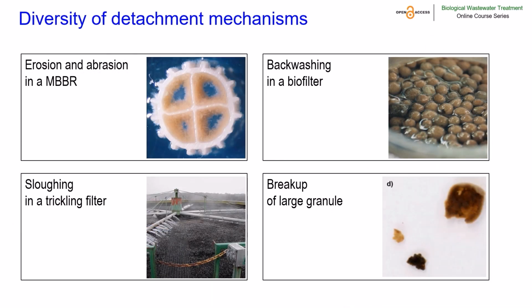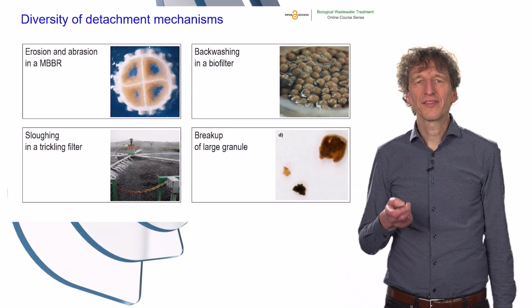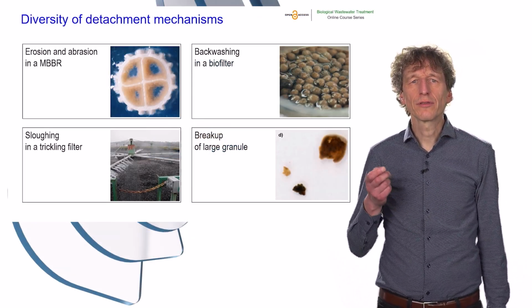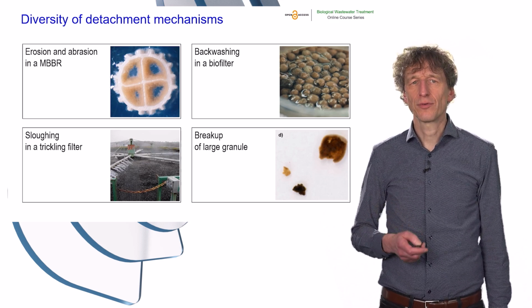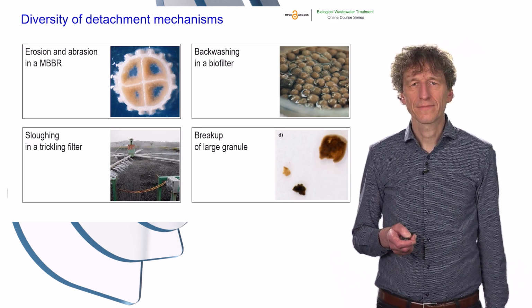If we look at the diversity of biofilm reactor types, then we can also expect a broad range of dominant detachment mechanisms. In some cases, continuous erosion and abrasion will dominate. In other cases, detachment is a dynamic process triggered by dedicated backwashing events or spontaneous sloughing or breakup. It is obvious that a simple detachment rate expression will not be able to predict this diversity of processes.